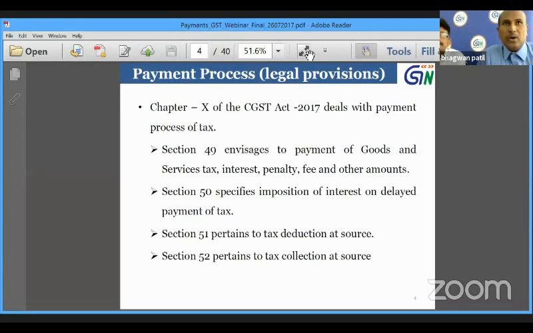Now all your payments will be deposited in the cash ledger, and then you can utilize those payments for CGST, SGST or IGST. And then cross utilization is also an issue. It's possible in certain cases. We'll deal with that also.